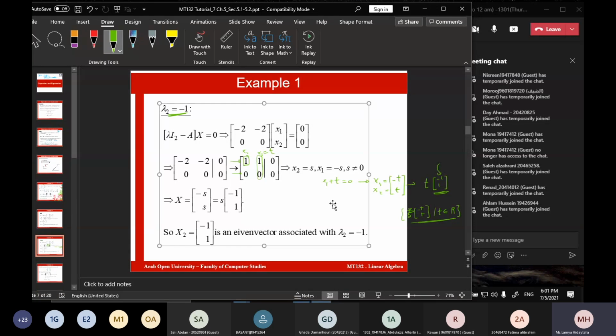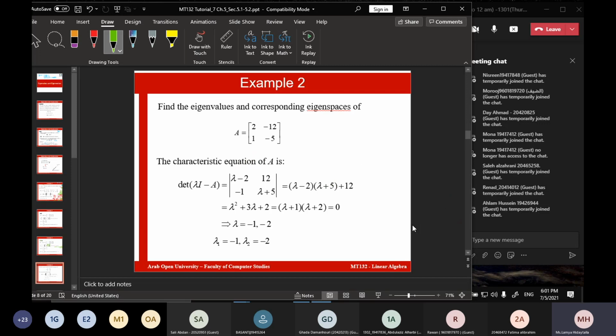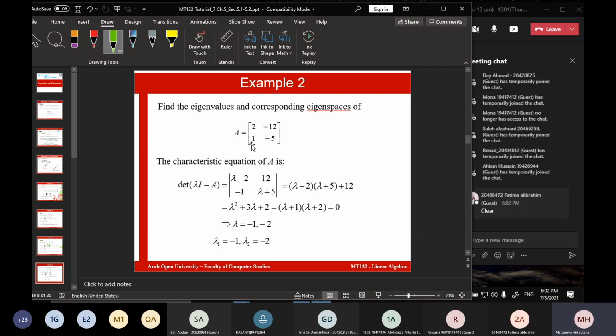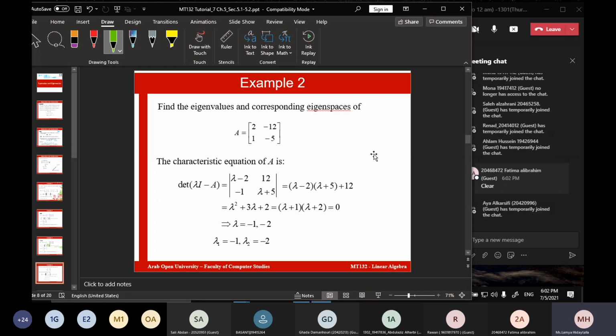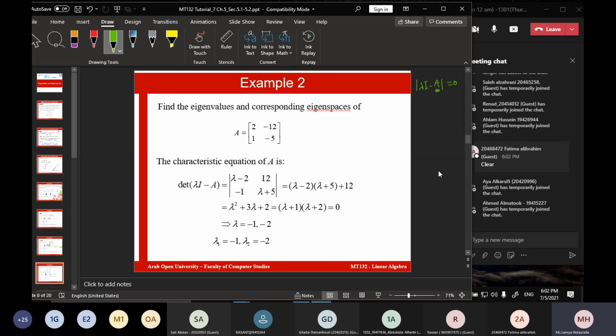Any question for now? So to find the eigenvalues and eigenvectors, there are certain steps and it is easy to find them. Now here, there is another example. Find the eigenvalues and the corresponding eigenspace. He doesn't want only the eigenvector, he wants the eigenspace corresponding to each lambda, to each eigenvalue. So this is your matrix. We start with the characteristic equation. How do we find the lambdas? The characteristic equation says the determinant of lambda I minus A should equal zero.